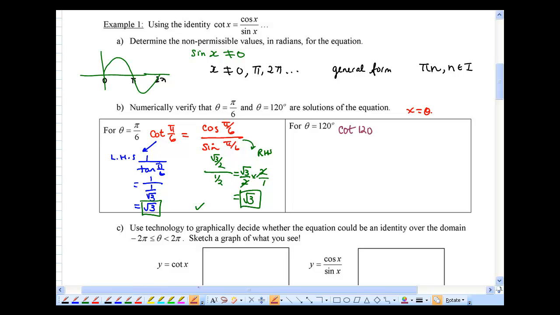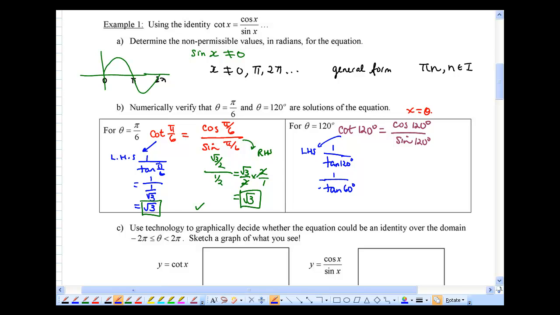So once again, let's try this. Cotangent of 120 degrees now. That should be equal to cosine of 120 divided by sine of 120. So we'll do the same things, and I'm going to ask you to try to evaluate this. 1 over tangent 120. Well, tangent 120, I think that's the same thing as tangent of 60. And because this is in the second quadrant, this is negative.